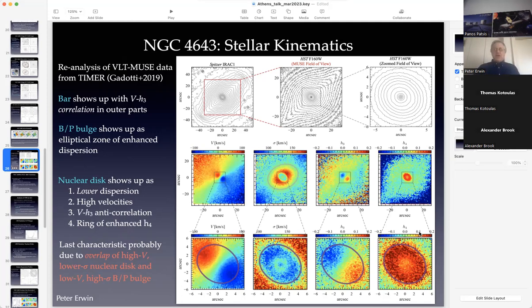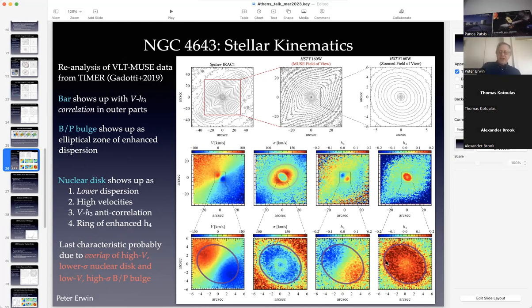We think, and I will show you more evidence for this later, that what's going on is this is because the nuclear disk does not replace the boxy peanut bulge. The boxy peanut bulge is probably extending in towards the center of the galaxy. It's just coexisting with the nuclear disk. The nuclear disk is in the plane. So if we look on, here's the nuclear disk, the boxy peanut bulge is vertically thick. It extends outside the plane.